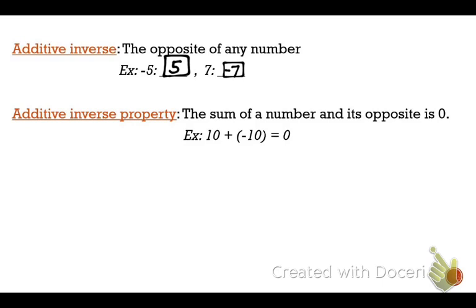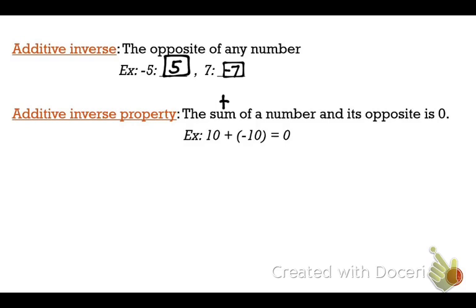So, repeat after me. Additive inverse property. Additive inverse property. Okay, so this is basically a shortcut we can use whenever we are using the opposites with numbers. This right here says the sum of a number. Now, sum just means that you are adding something together. Whenever you're adding a number and its opposite, it always equals 0.